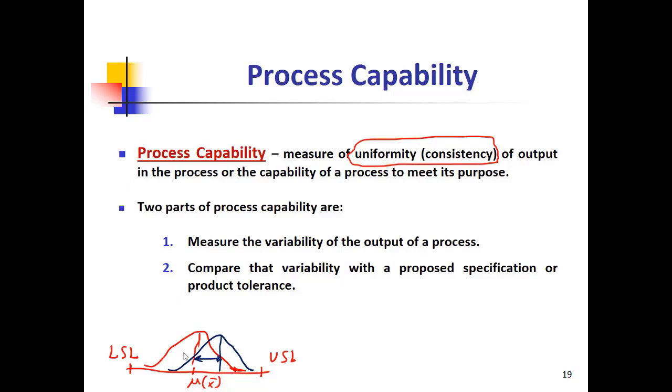We are going to talk about some parameters that we can calculate that tell us whether I have this type of distribution or this type of distribution. Then we call this kind of distribution more capable than this one. This is what we are going to talk about in the next few slides.